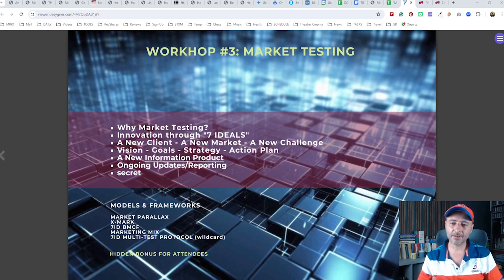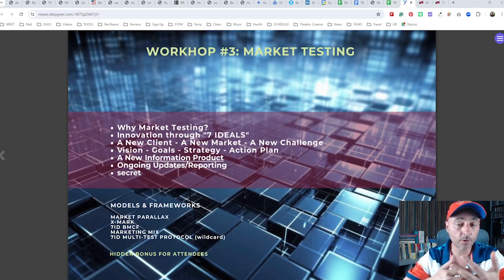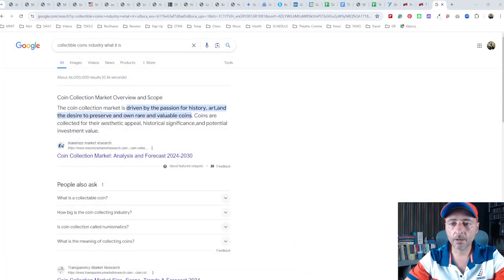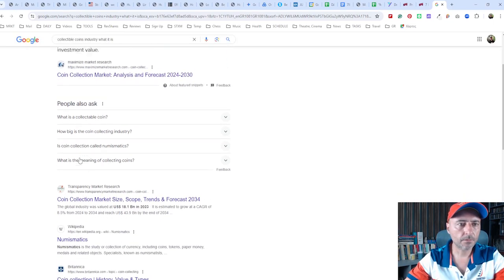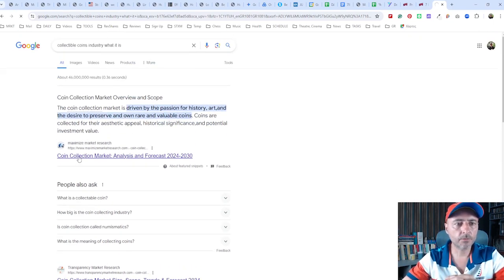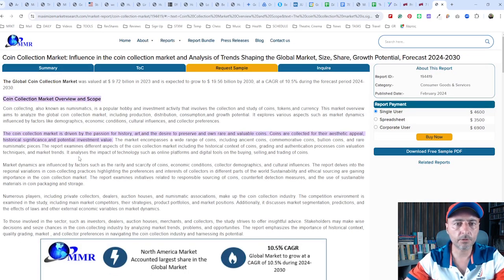And let me share some of my findings with you, and let's discuss this market a little bit, collectible coins, what it is, and what we can do for this client. Collectible coins industry, what it is. Let's see the first result. Let me show you. Maximize Market Research, coin collection market analysis and forecast 2024-2030. So the coin collection market is driven by the passion for history, art, and the desire to preserve and own rare and valuable coins. Coins are collected for their aesthetic appeal, historical significance, and potential investment value.